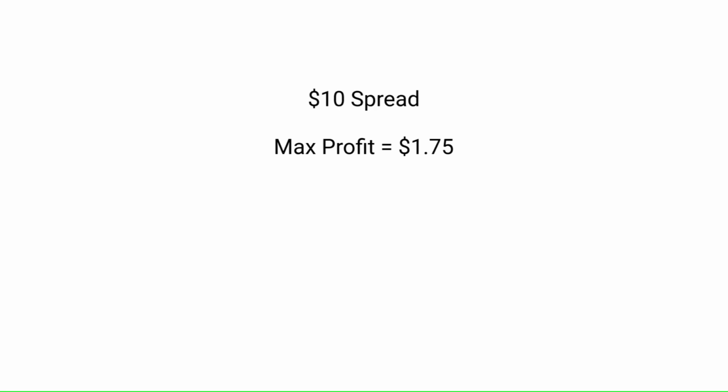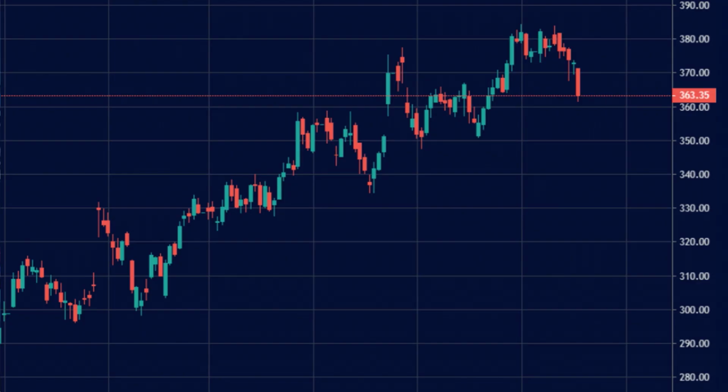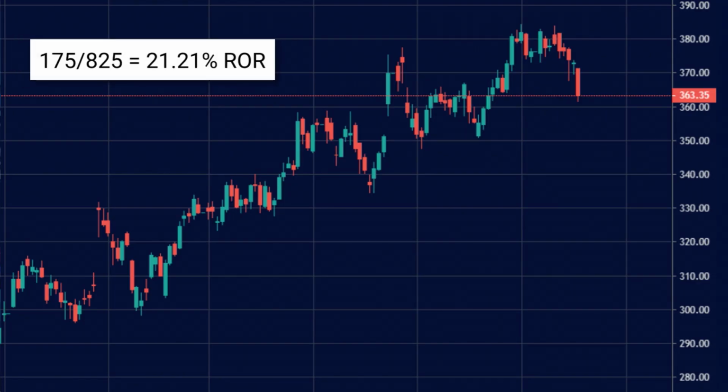Now, if the difference in strike prices is $10 and the most we can make is $1.75 per share, that leaves $8.25 left over that we could lose. So in this trade, we're risking $825 per contract. That ends up being a 21% return on our risk in 27 days if the stock stays above $350. This is an example of entering a bullish income vertical spread using delta to determine our sold strike.